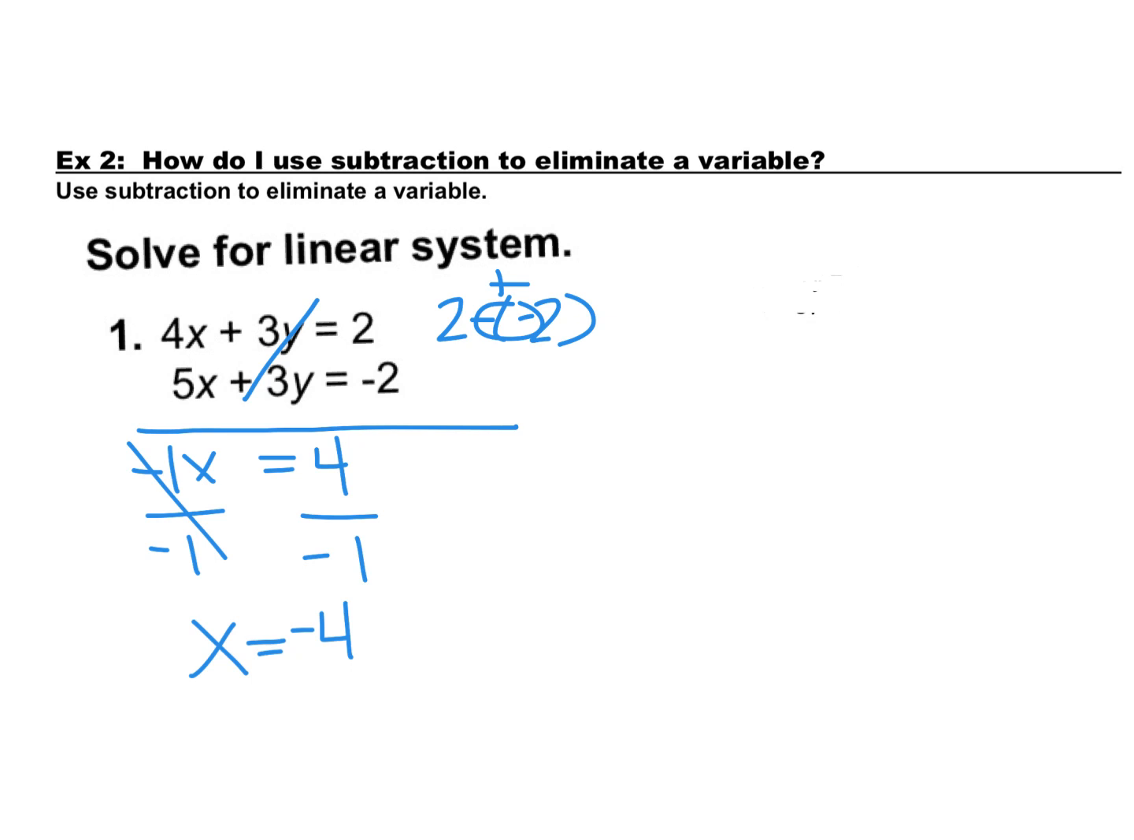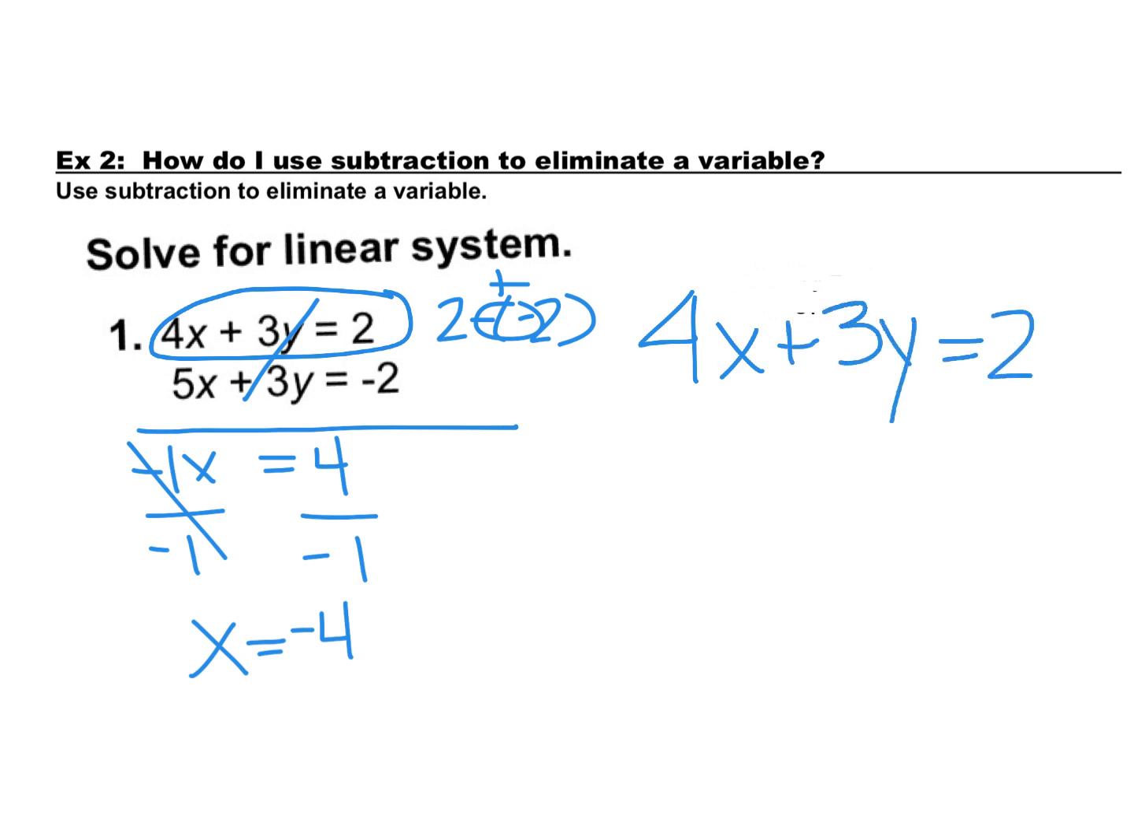Okay, so now that we know that x is equal to negative 4, we have to go back up and plug it in to one of the equations. Again, I'm just going to take this first one up here, and I have 4x plus 3y is equal to 2. What I'm saying is that x is equal to negative 4, so that negative 4 is going to be plugged in for my x.